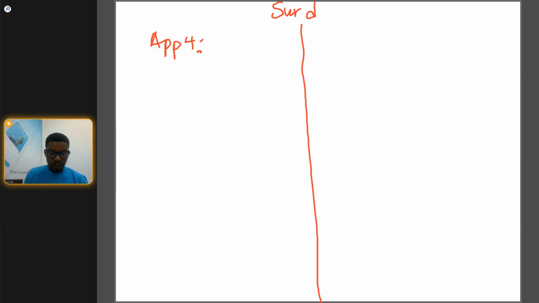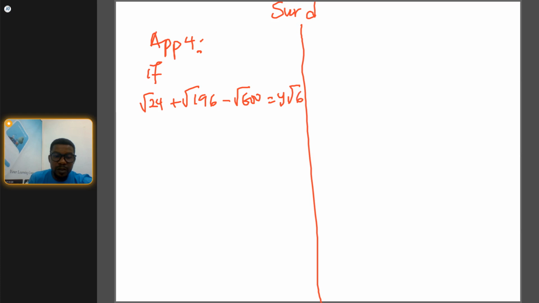Okay, so we're going to take another UTME question. If root of 24 plus root of 196 minus root of 600 is equal to y root 6, find the value of y. So this is UTME question 2000.